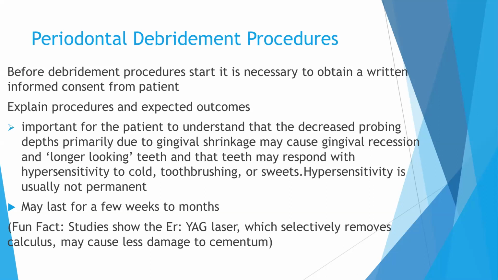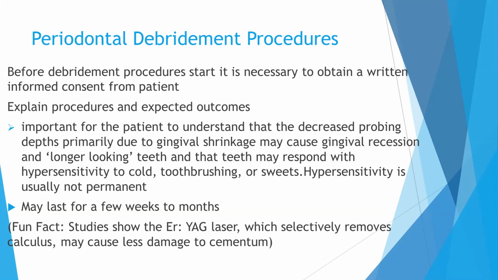It's important for the patient to really understand that the decreased probing depths are primarily due to gingival shrinkage, which may cause gingival recession, and their teeth might look longer, or they might have spaces in between the teeth, or hypersensitivity might occur as that new root surface is exposed in the oral cavity. But we will work with them to decrease that hypersensitivity, and it usually is only lasting for a short time.